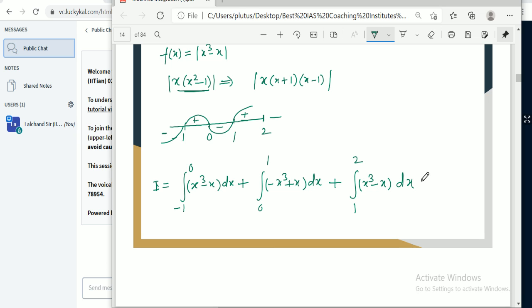So now tell me, integrate this and tell me the answer fast. Now integrate this fast. How to integrate this fast?